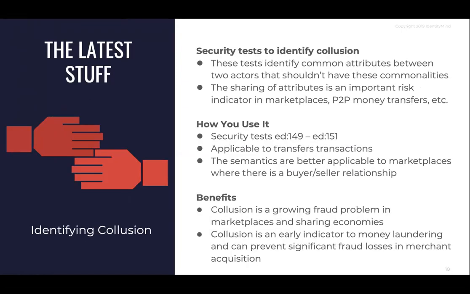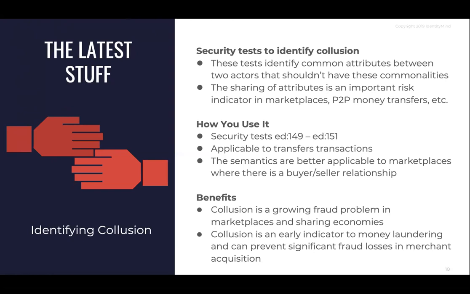Next is collusion. This is actually something that we have been working on for a long time. One of the first uses of the platform was how to identify collusion in merchant portfolios for a risk-bearing ISO. The idea in collusion is that you have two actors, and you want to identify whether these two actors within your ecosystem are working together to commit fraud or to subvert your policies and the way that the system is implemented.